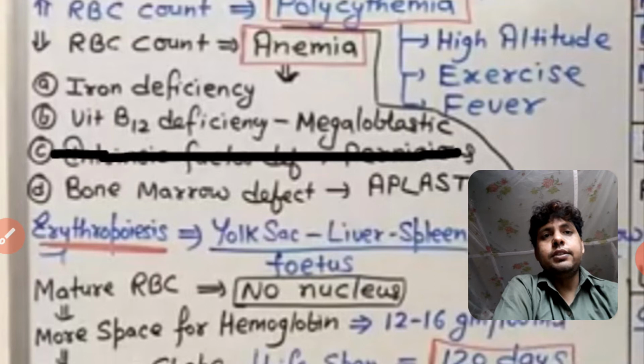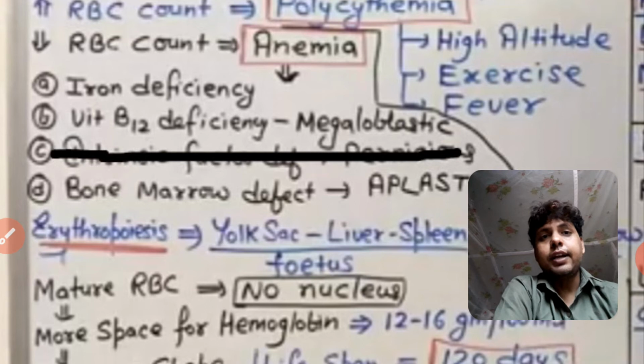Number 1, iron deficiency. If iron deficiency occurs, the erythropoiesis system gets hampered and the production of RBC decreases, which causes anemia. Vitamin B12 deficiency: vitamin B12 deficiency as well as folic acid deficiency also hampers the erythropoiesis system and decreases the production of RBC, and this type of anemia is called megaloblastic anemia.